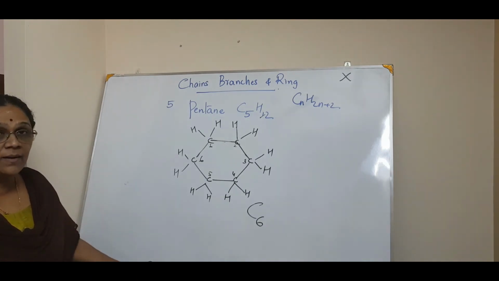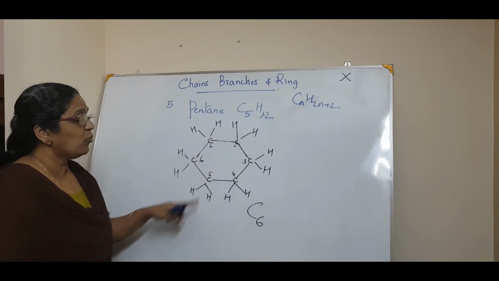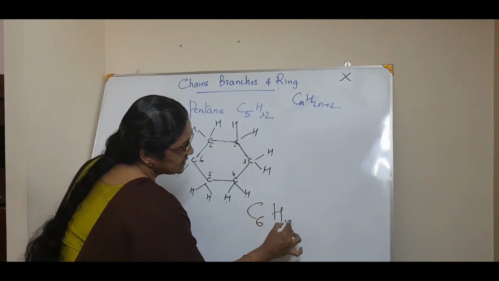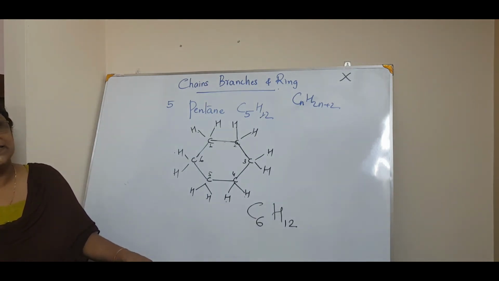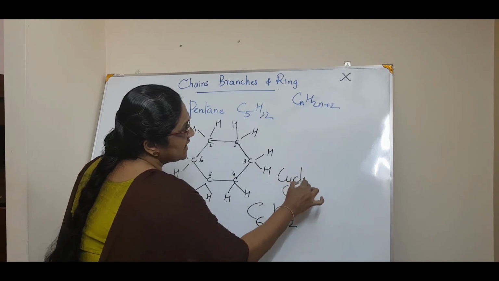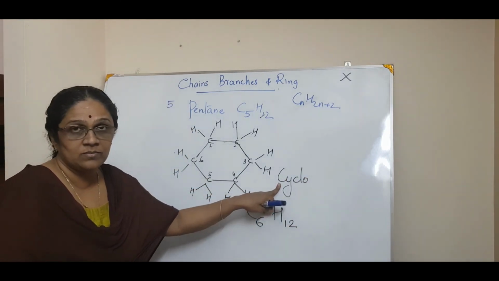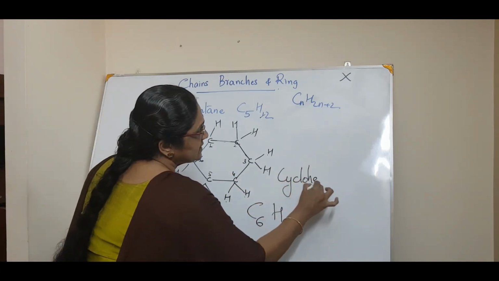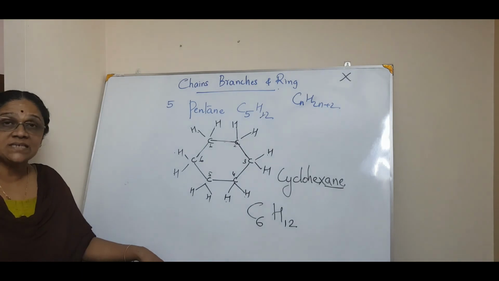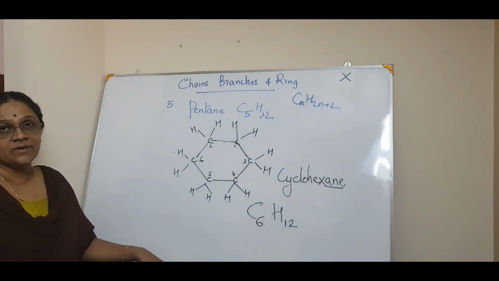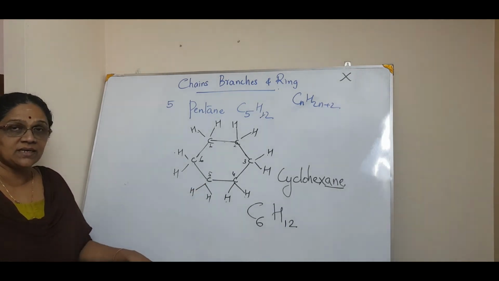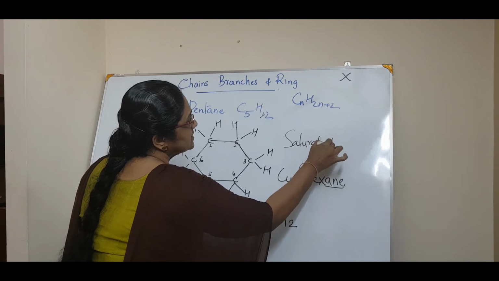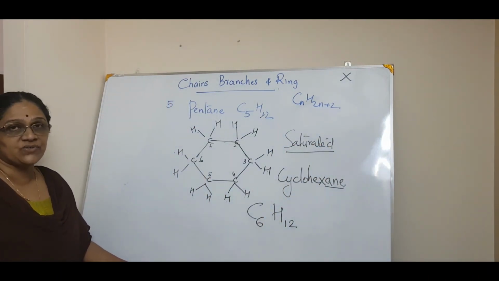Now what is the molecular formula? The molecular formula is C6. How many hydrogen? Starting from the first carbon atom, 2, 4, 6, 8, 10, 12. So it is C6H12. Its name is, since it is a ring structure, you have to add cyclo, and 6 carbon atoms. There is no double bond here, isn't it? Saturated. You can write cyclohexane. So this is called cyclohexane. This is an example for a ring structure and also an example of a saturated ring structure. Got it? Saturated ring structure.